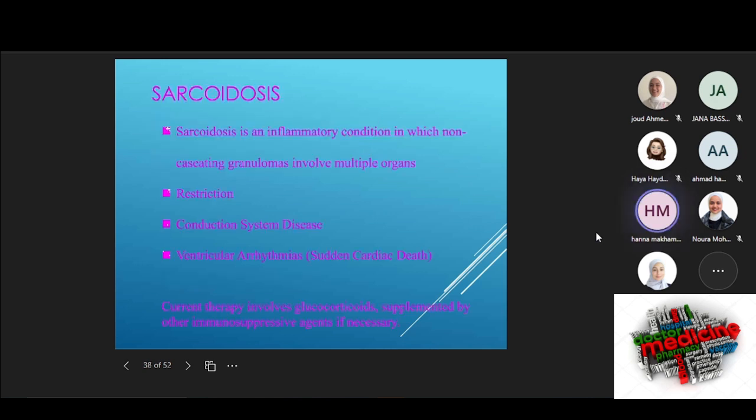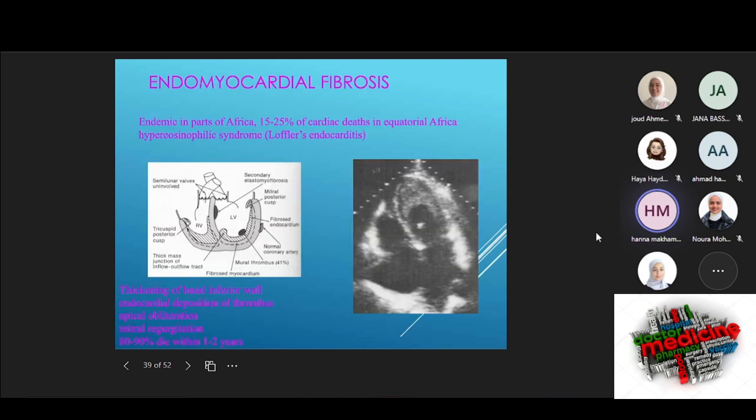The sarcoid patients, sarcoid is an inflammatory condition in which non-caseating granuloma involve multiple organs, particularly lungs, اللي بتعرفوه انتو، فبنحكي أكثر شيء lungs. هلا if it involves the heart, it leads to restriction plus it leads to arrhythmias, whether brady or tachy. فبتعمل conduction system disease يعني brady وبتعمل ventricular arrhythmias. Current therapies, usually steroids, they are responsive, and other immune suppressive therapies.